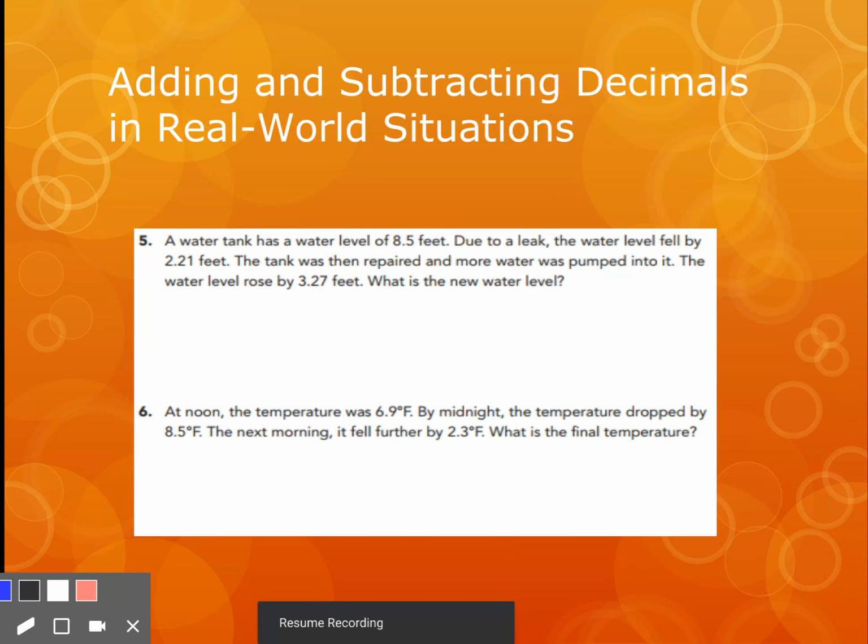So the last page here in adding and subtracting decimals are 2 real-world problems. I would like you to give those a try on your own. And again, come back and check your work against mine in a minute. So pause now and come back and check.